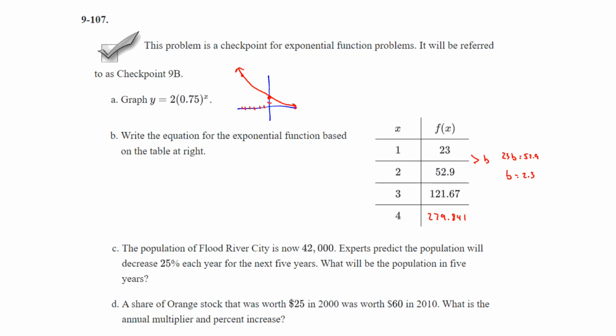Didn't necessarily say fill it in, but then we can write the equation. We also need to go back to the initial. So if we work back from 23, we can take 23 and divide it by 2.3 to figure out what our initial is, and that will be 10. So the equation would be y equals 10 is our initial, multiplier 2.3 raised to the x power.